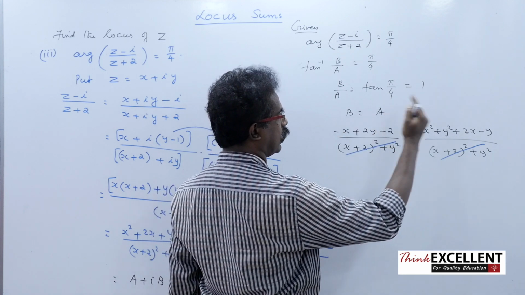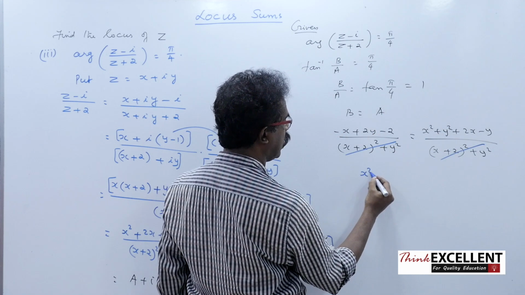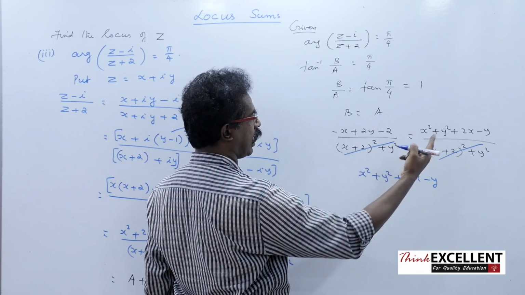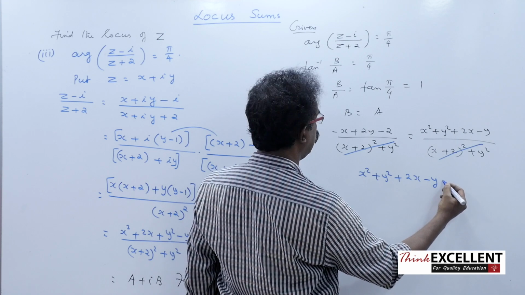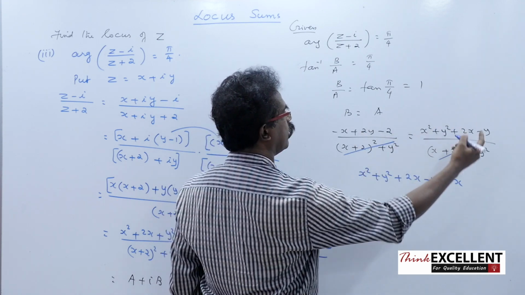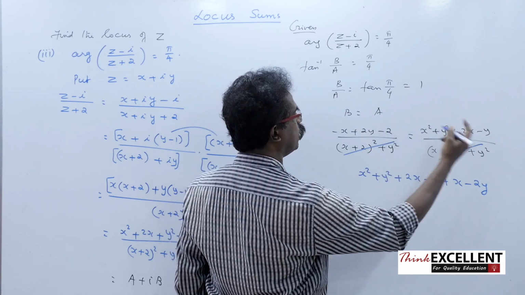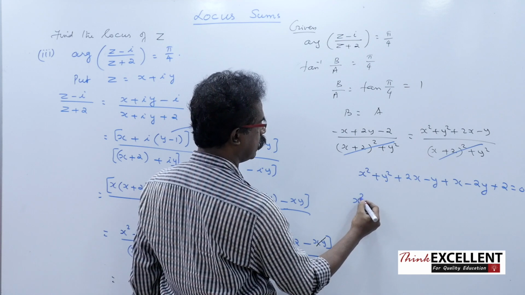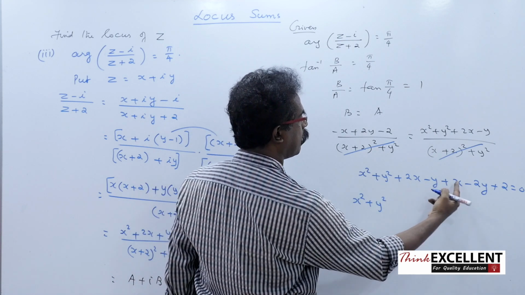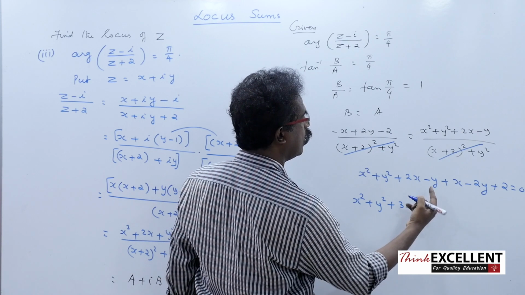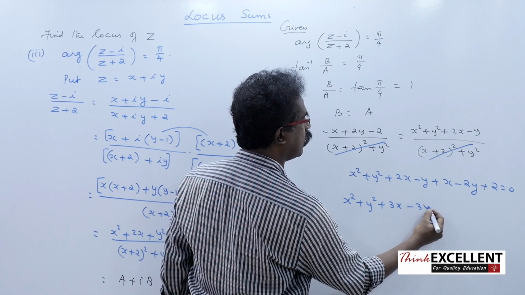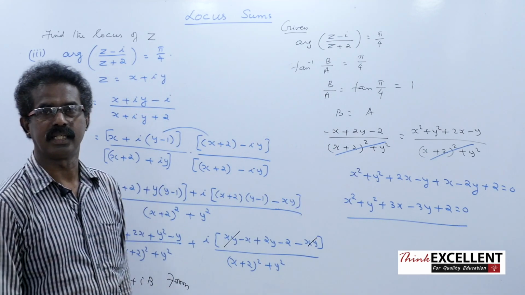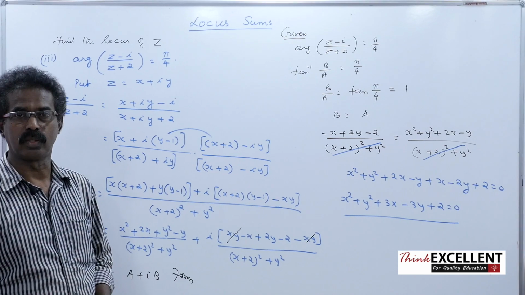Now take every term to the right side. Already here we have x square plus y square plus 2x minus y. Take these terms to the right side. Minus x, if you take there, becomes plus x. 2y becomes minus 2y. Minus 2 becomes plus 2, equal to 0. Simplify. x square plus y square, 2x plus x is 3x, minus y is minus 3y, plus 2 equal to 0. So this is the locus of z under the condition argument is equal to pi by 4.